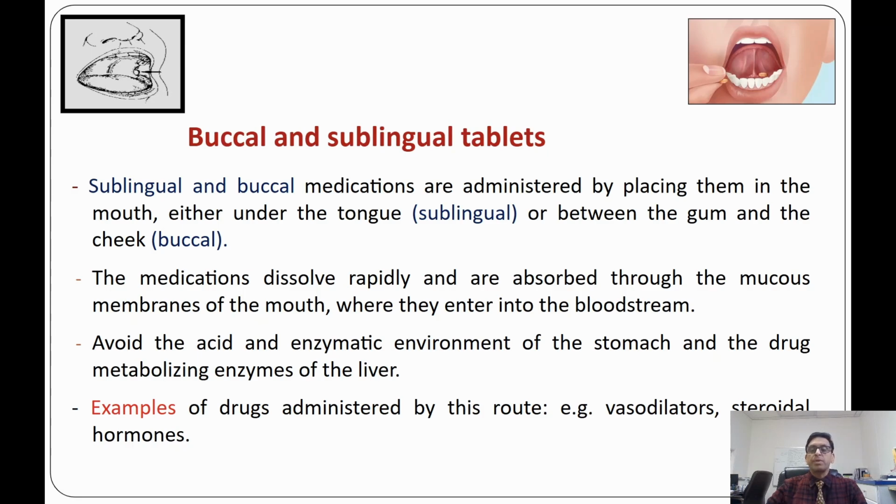So metabolism or enzymatic degradation of the drug can be prevented by delivering the drug through sublingual or buccal delivery. Examples are vasodilators and steroidal hormones, which can be delivered through the buccal or sublingual route. For even quicker action, nitroglycerin can also be delivered.